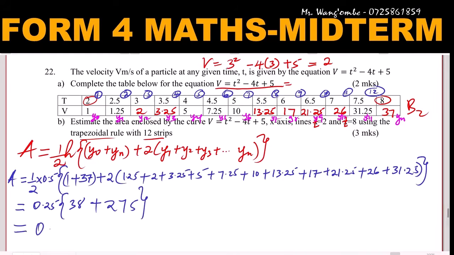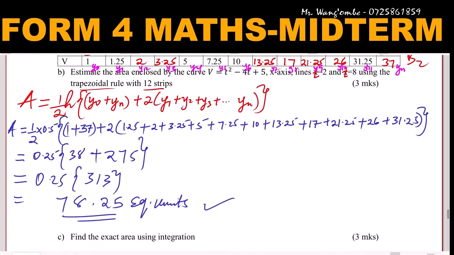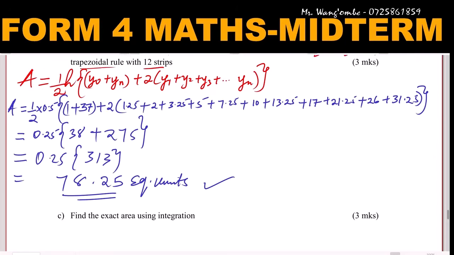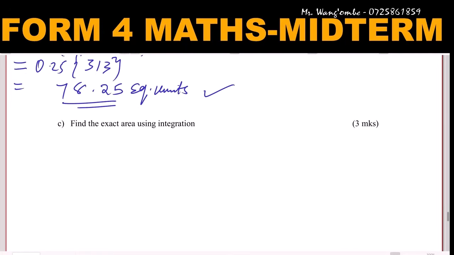Then this will give 0.25 multiplied by 38 plus 275, that will give 313. So when you multiply 0.25 times 313, this will give 78.25 square units. Simple as that. So that is how you estimate the area using the trapezoidal rule with 12 strips. Part C, find the exact area using integration.